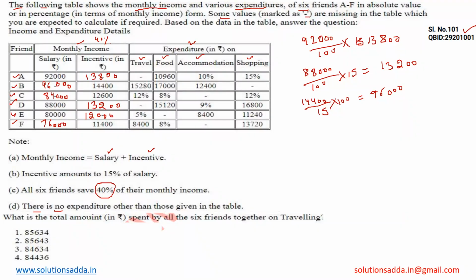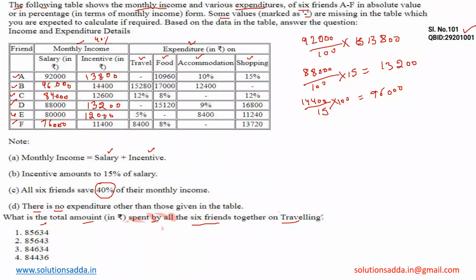So in the first question, what is the total amount spent by all 6 friends together on traveling? Here we need to find the value of traveling where every person has spent. There are 6 persons in the table, and every person spent some percentage of their monthly income on travel as expenditure. So to find this value, we need to know the total amount of expenditure that A has spent.